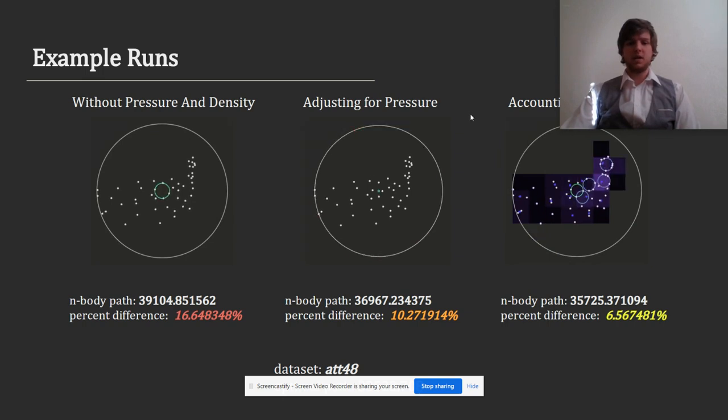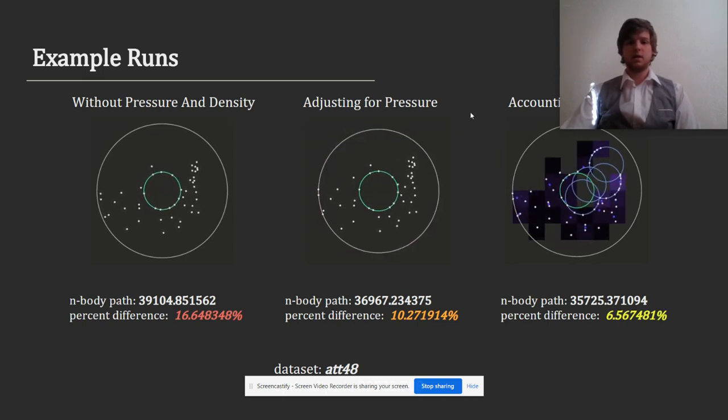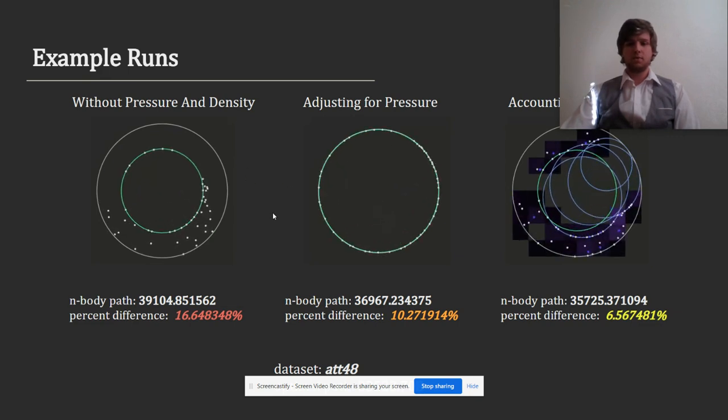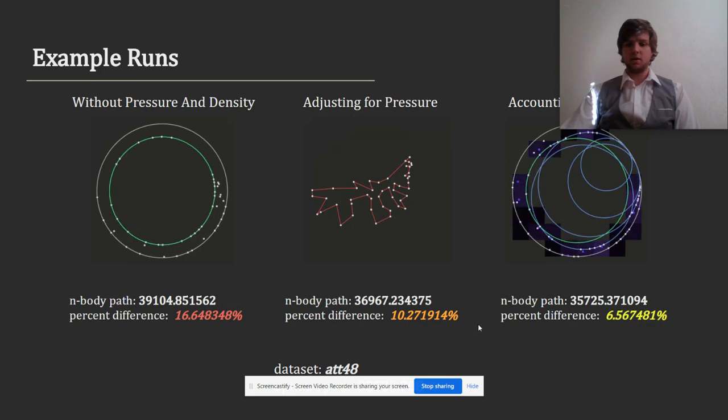Here you can see some example runs of without pressure and density, adjusting for pressure, and then accounting for density. And as you see, as we go through each of these, our percent difference gets lower and lower.